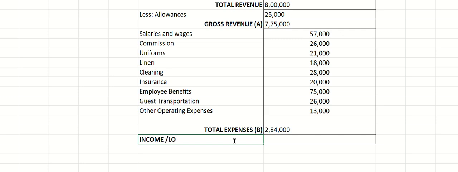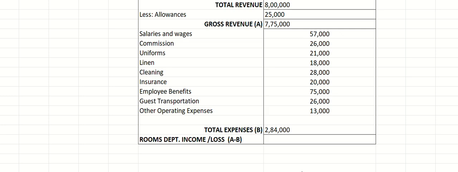Now I can write here the income or loss made by the department. It's the rooms department, right? Let me call it rooms department income or loss. If the answer is positive, it is income. If it is negative, it is loss. Now what you have to do? Here I am putting in a bracket A minus B. That means I have to find the difference of gross revenue and total expense.